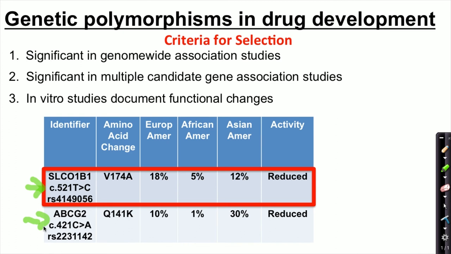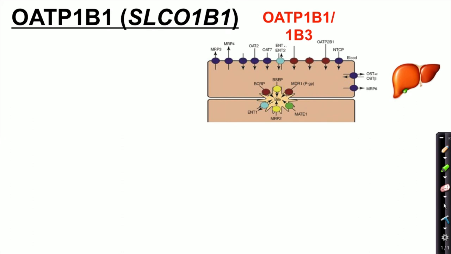So let me start with OATP1B1 or SLCO1B1, the valine 174 alanine. Just reminding you here, here's the transporter again on the hepatocyte, on the sinusoidal membrane. And it's in a locus together with OATP1B3, and the two transporters work together, and sometimes it's very difficult to separate them. They have very overlapping substrate specificities. However, the polymorphism is in the coding region of OATP1B1. So it's OATP1B1 that we have to think about when we think about a genetic or pharmacogenetic study, and it's that particular polymorphism in that gene.